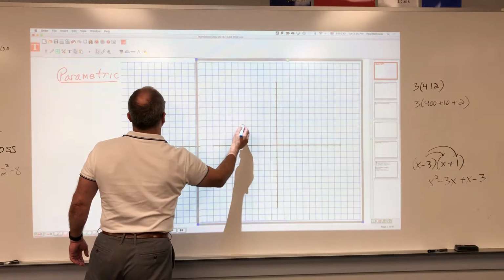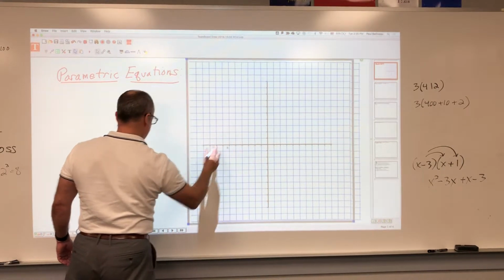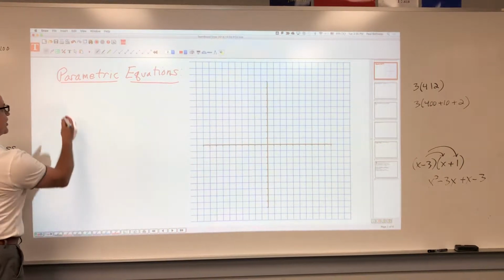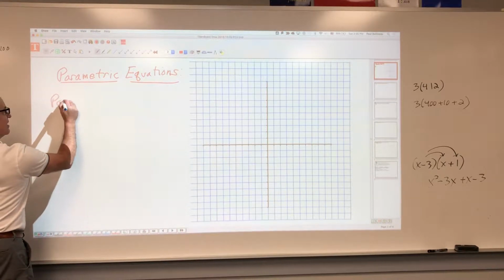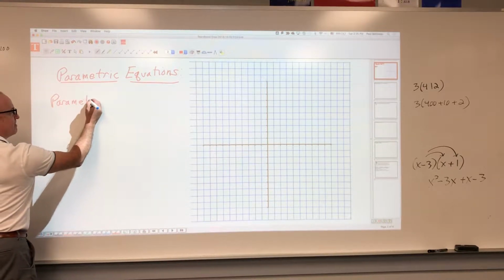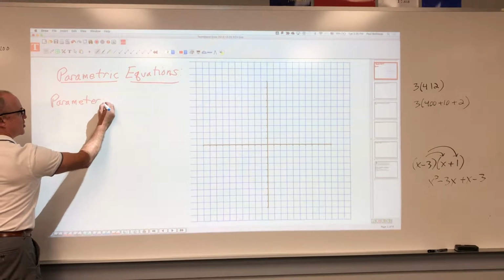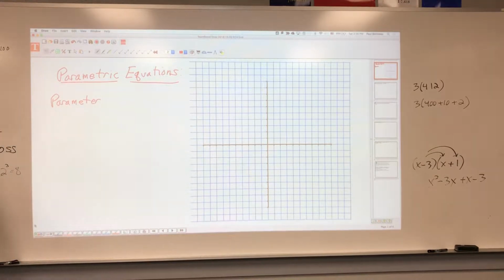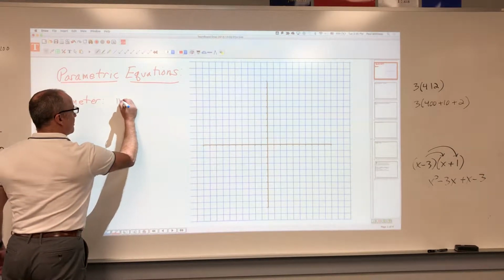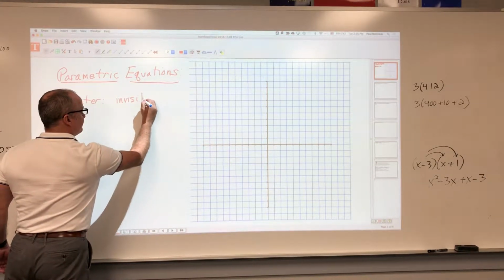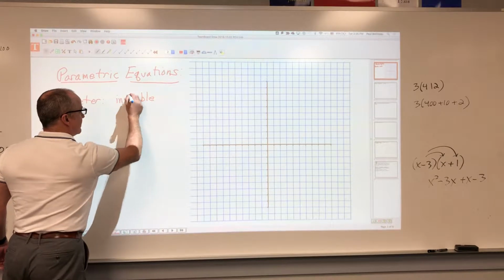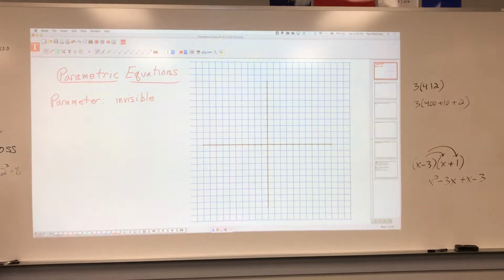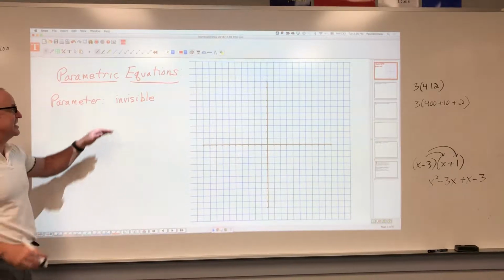Okay, so first up, there's a couple of ways you can look at parametric equations. First thing, parametric equations comes from the word parameter. And I'm going to give what at first will seem like a not very useful definition of a parameter. And that definition is that a parameter is invisible. That seems like it's not really a definition, it's just sort of a word that helps describe them. What do I mean by a parameter is invisible?